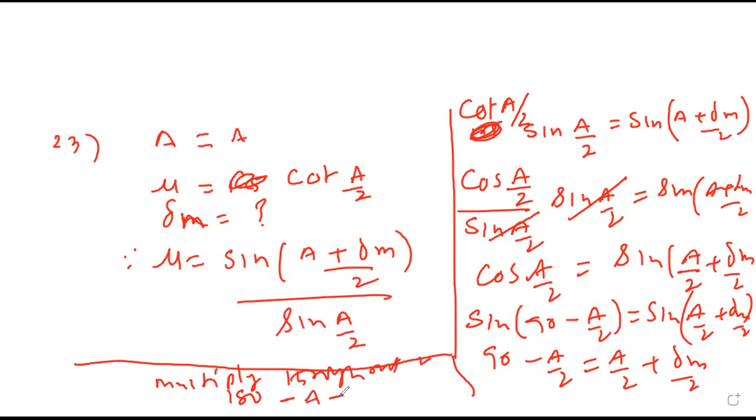What do you get? 180 minus A equals A plus delta M. So 180 minus 2A equals delta M is the answer. The question was missing cot A by 2, it should come.